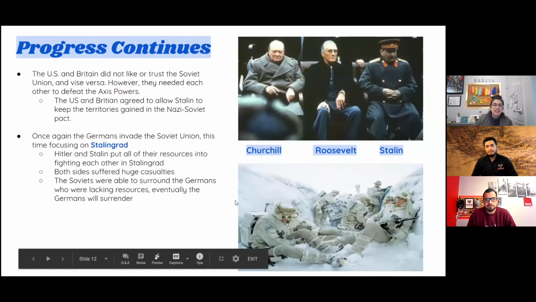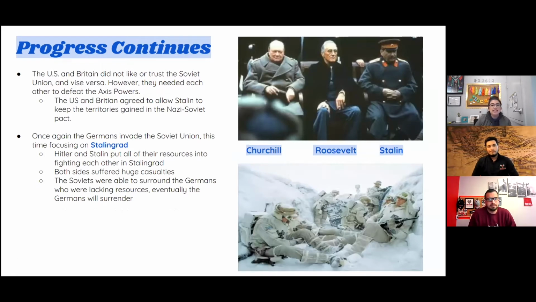Progress does continue. The United States and Britain did not like to trust the Soviet Union and vice versa. Remember, just a few months ago, they were enemies and now they're working together. However, they needed each other in order to defeat the Axis powers, to defeat Japan and Germany. The US and Britain agreed to allow Stalin to keep the territories that he gained under the Nazi-Soviet pact. So they make a deal and now they're willing to work with each other.